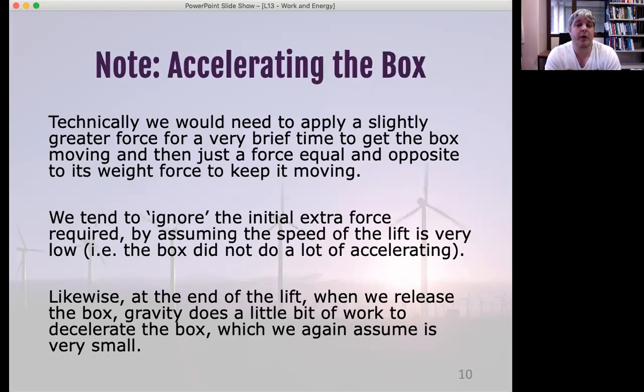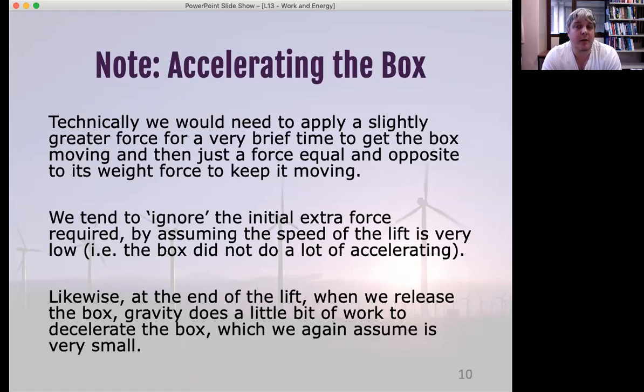Technically, we would need to apply a slightly greater force at the very start in order to accelerate the box, because initially it's at rest, and then we're moving it at a constant velocity upwards. That means acceleration did technically occur. We can't change from v equals 0 to v equals some positive value without an acceleration, even if it's very brief. However, when we're dealing with situations like this, where we talk about moving something at a constant velocity, so we're just balancing the opposing force, like gravity, we tend to ignore that little bit of extra force at the start, because what we assume is that the velocity is pretty slow. So there wasn't really much acceleration that happened.